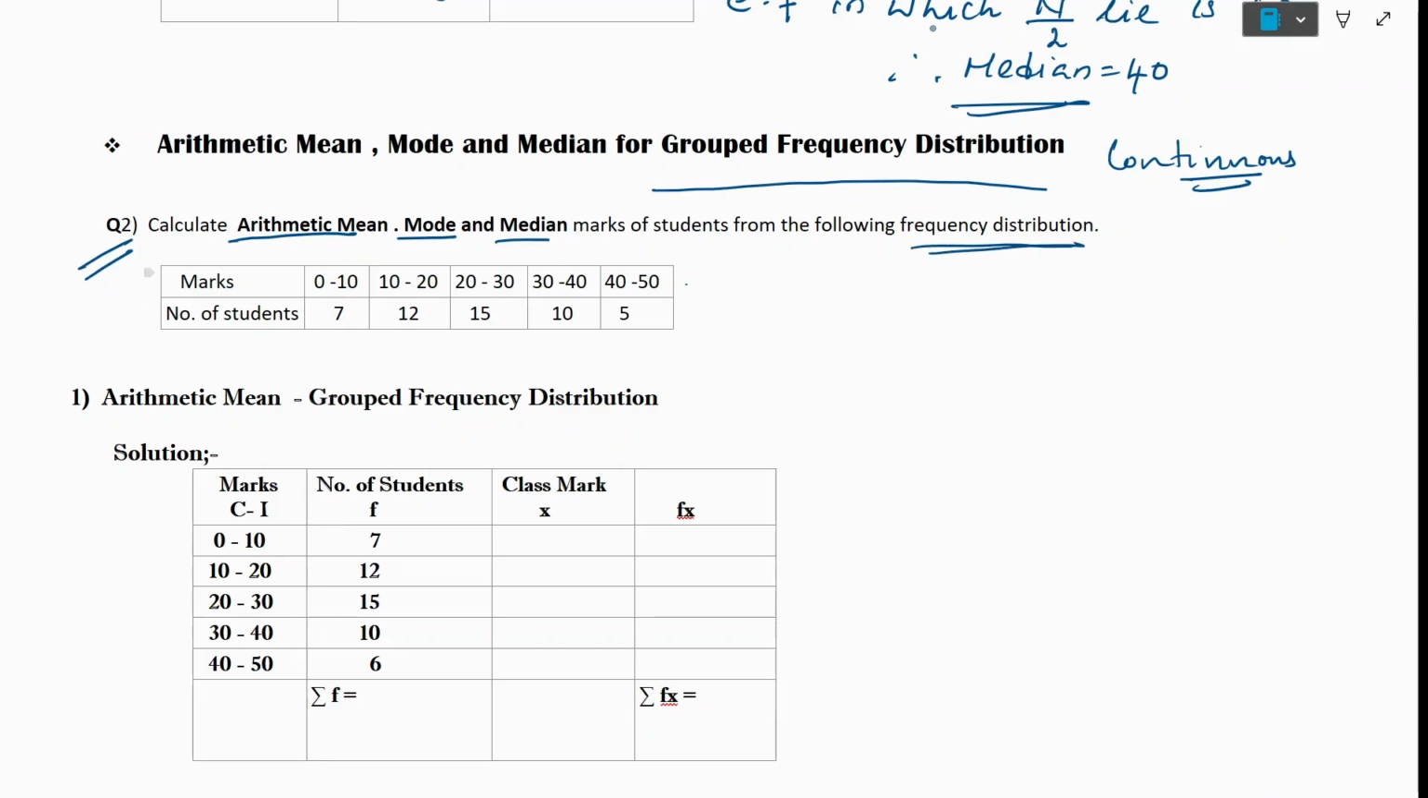We'll see the distribution. Marks 0 to 10, 10 to 20. That means it is given in the form of class interval, and number of students, that means it is frequency. Therefore, here this data is grouped frequency distribution or continuous data. Now we'll see the question.